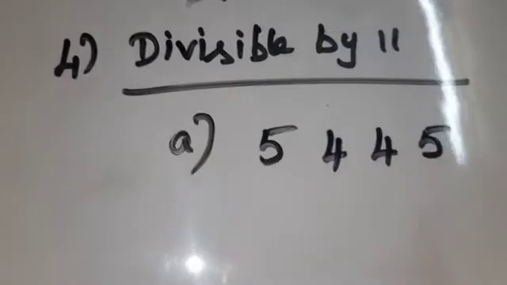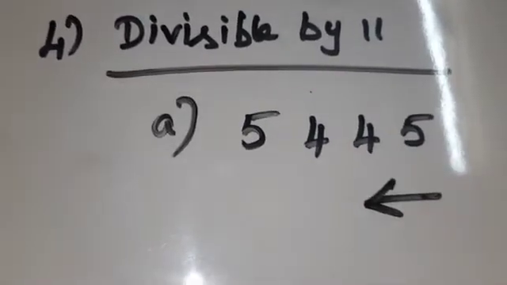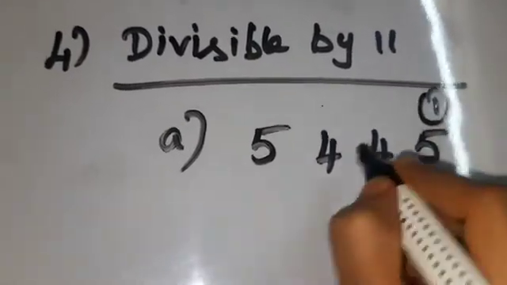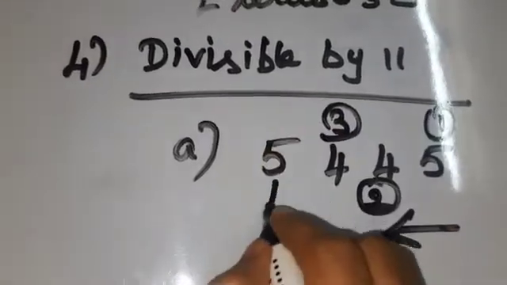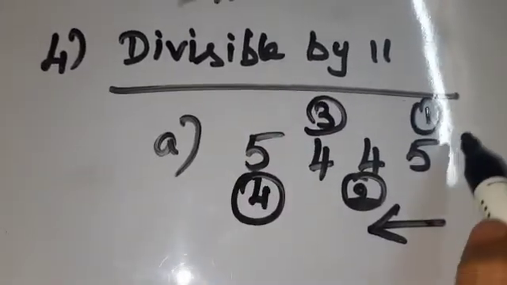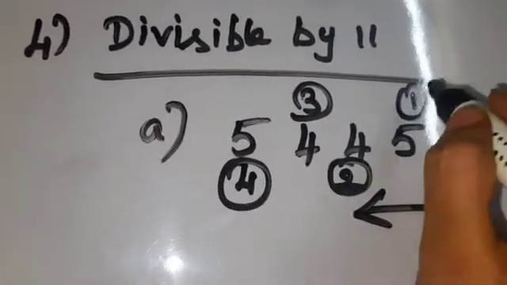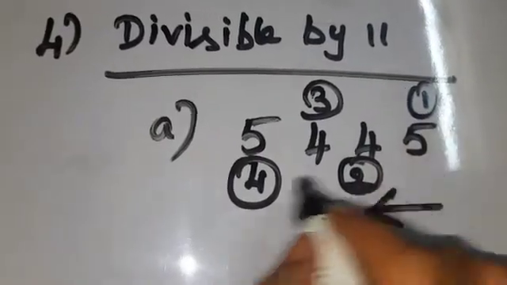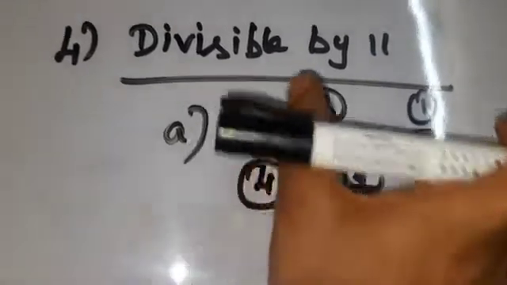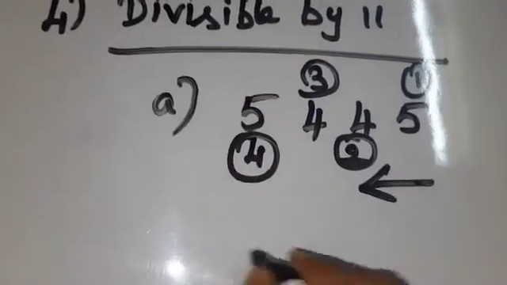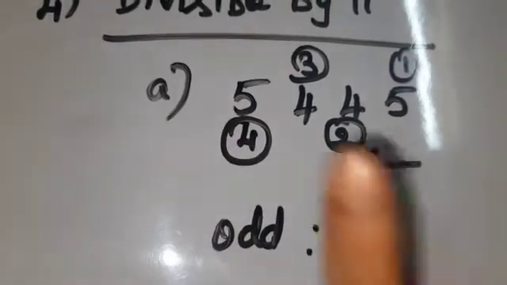First sum is 5445. For divisibility of 11, we have to start from the right side of the given number. So 1, 2, 3, 4. So this is the given number. Like this you are going to mark the odd digits and even digits of the given number. After marking the odd and even digit numbers, you are going to sum up the given odd digits and even digits.